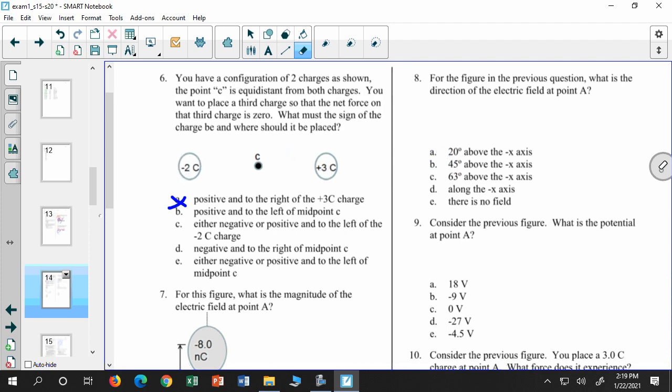Positive and to the left of midpoint C. So a positive charge right here. What does that give me? It gives me a force in this direction, and now I'm farther away from the 3 coulomb charge, so it should be like that, in that direction. That might be the right answer. Let's hold on to that. Yeah, Emily?